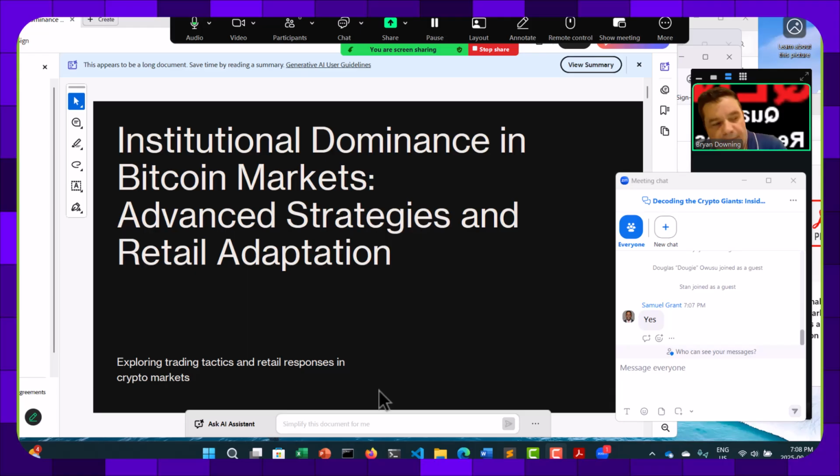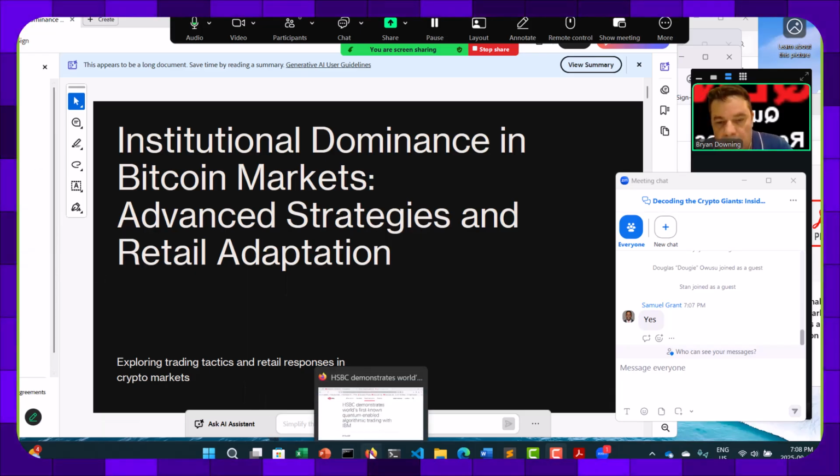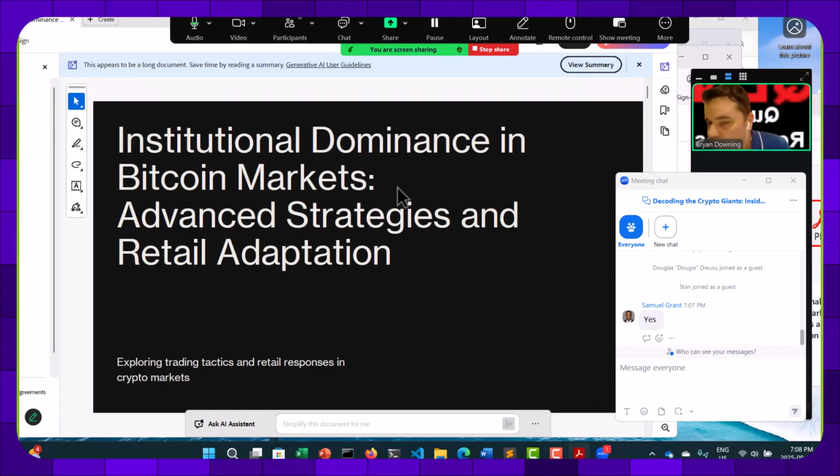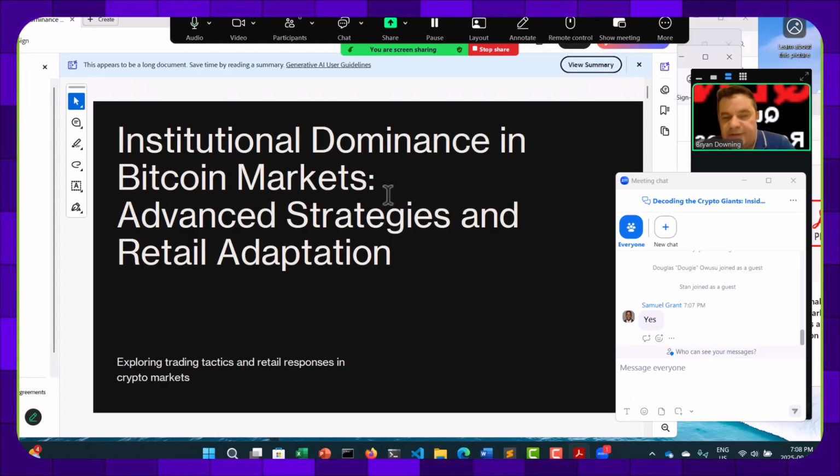We got our first presentation, possibly on quantum computing, courtesy of HSBC, quantum-enabled algorithmic trading tests with IBM. It's in the chat if you want to get that article. It's from HSBC themselves, so I may do a topic on that next week.